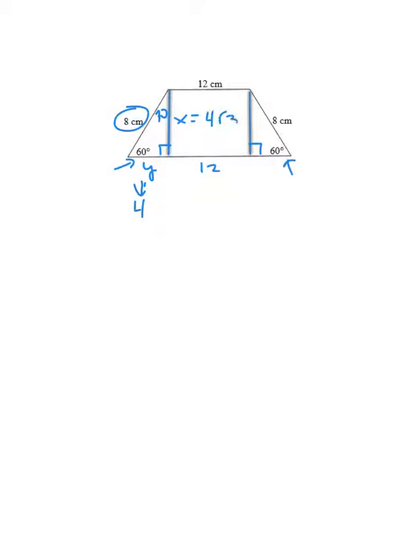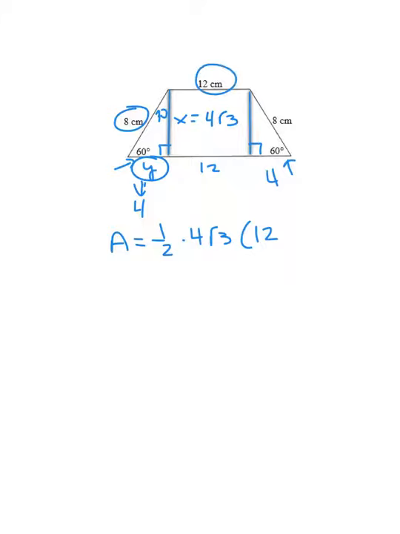That's my x. So when I do my formula to find my area, I have 1/2 times my height, which is 4 root 3, times the sum of my bases. So if this piece right here, that y is 4, I have y is 4 over here. So my base on the top is 12.